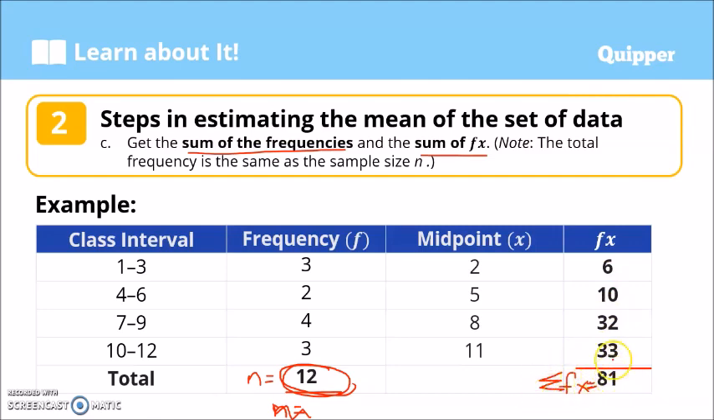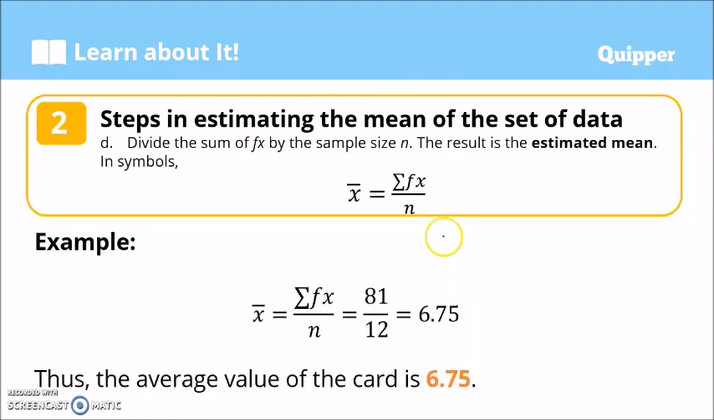Okay, so 81. So we need this information, yung summation of fx, and yung n to compute for the estimated mean. Kasi, when we estimate the mean of the set of data, the estimated mean is given by this formula. So we have x bar, or the estimated mean, equals summation of fx divided by n.